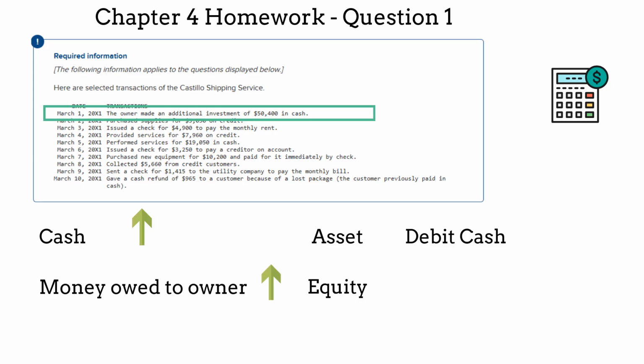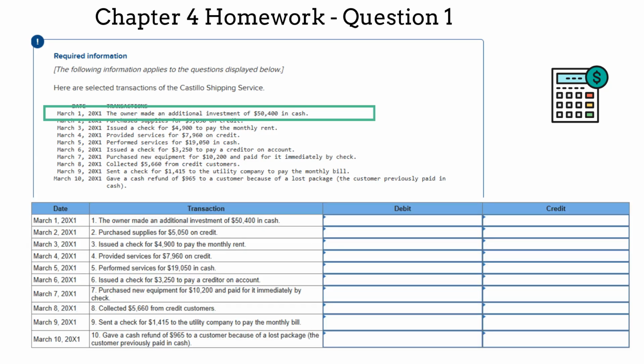Next, we look at the second part of the transaction. We determine that the money owed to the owner increased, and that money owed to the owner is part of owner's equity. And, the dealer mnemonic tells us that owner's equity is credited when it increases. So, since owner's equity increased, we need to credit a special owner's equity account, called capital, that is used to track money that the owner invested in the business. Now, we are ready to enter our answer into the form. Debit cash and credit capital.